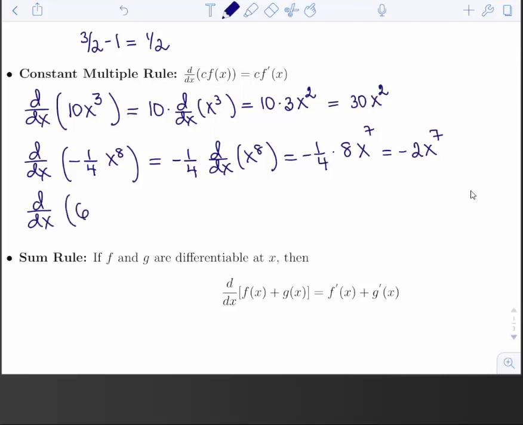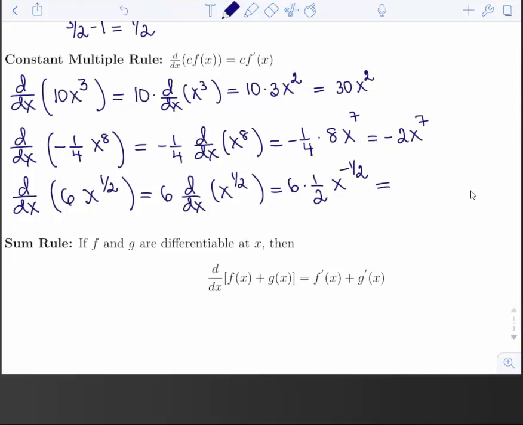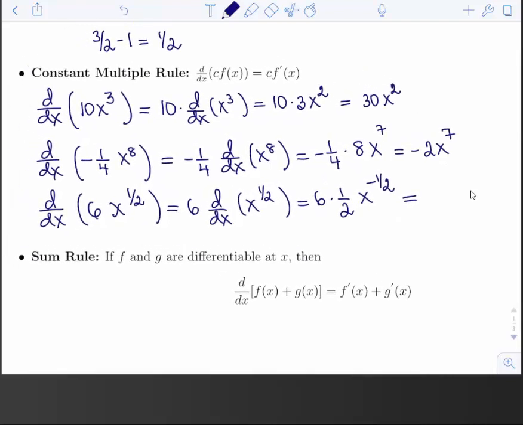Let's say I have 6 times x to 1/2. Again, I'm going to pull out the 6, d dx of x to 1/2. It's 6 times 1/2 x to the power negative 1/2. 6 divided by 2, that's 3. 3x to negative 1/2. Or if you really like, you can write it like this. Either way, they're the same thing.